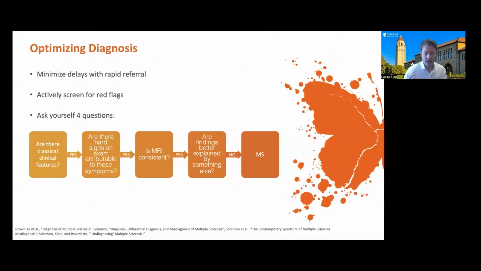So how do we optimize MS diagnosis? We want to minimize delays with rapid referrals. We want to screen for some of these red flags. And then we want to ask these 4 questions to get to the MS diagnosis.